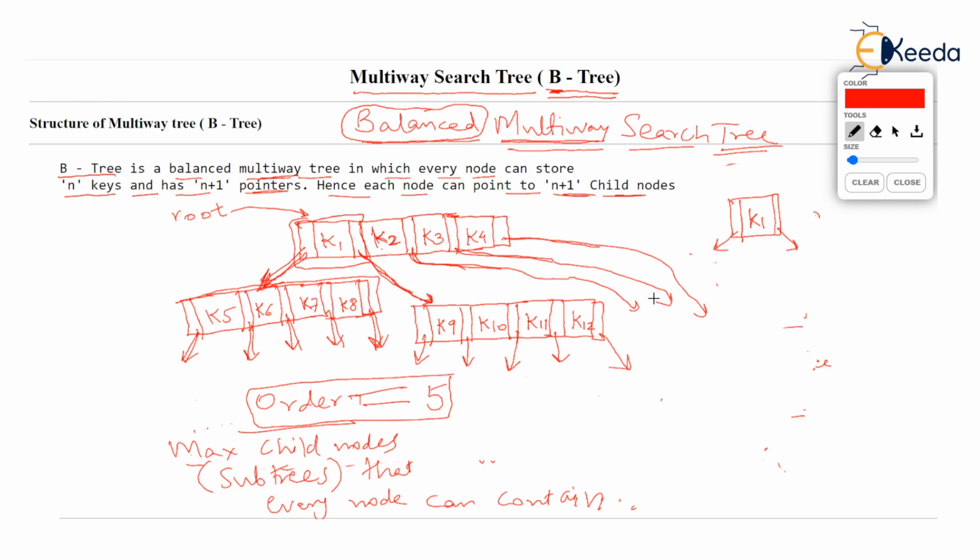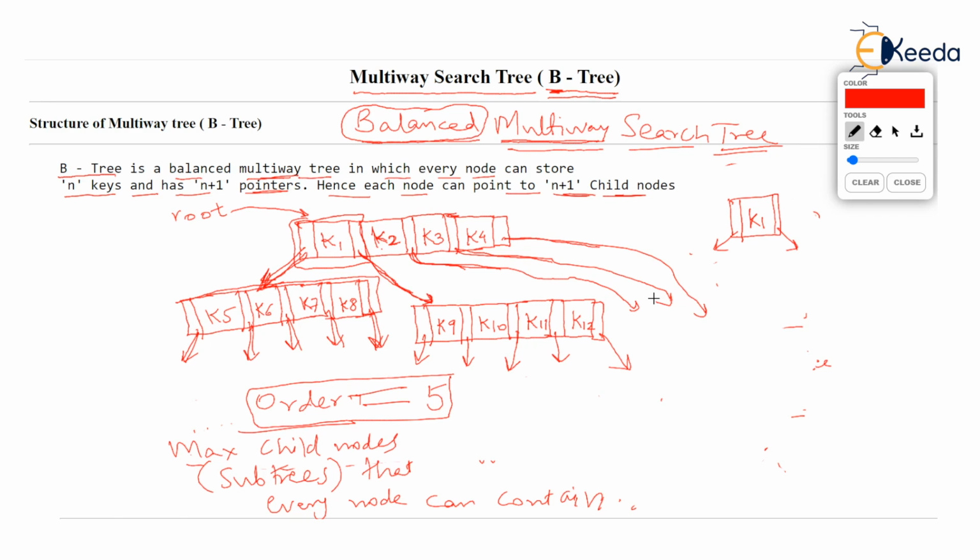So just come again. Just imagine there is a node which can store 100 keys. Then what will be the order? The node is storing 100 keys. So how many pointers come out? 101. So the order of the tree will be 101 because the node can point to 101 children. I hope you are understanding.